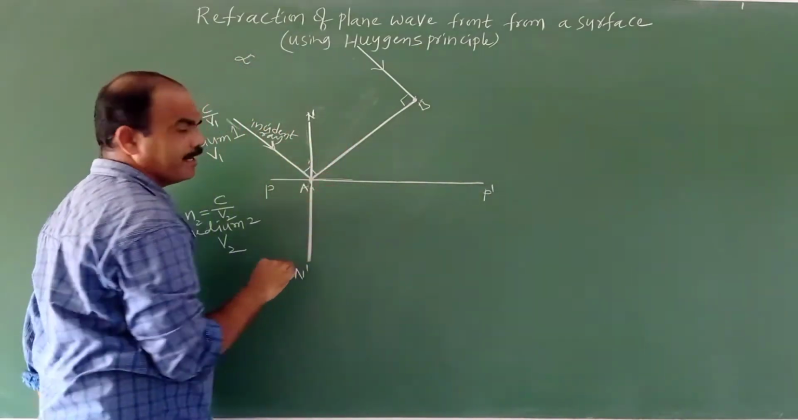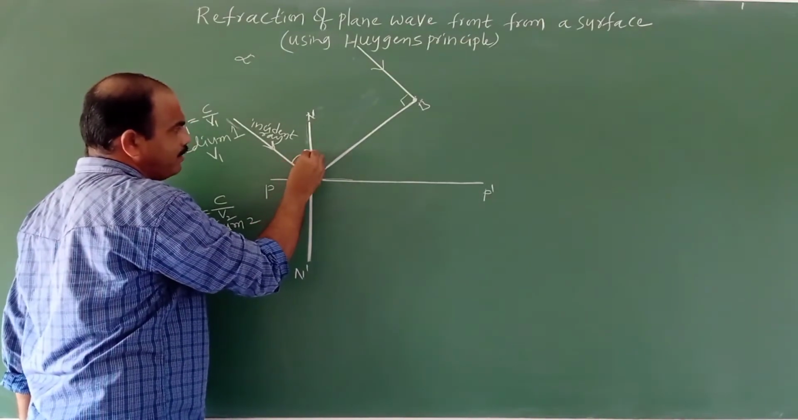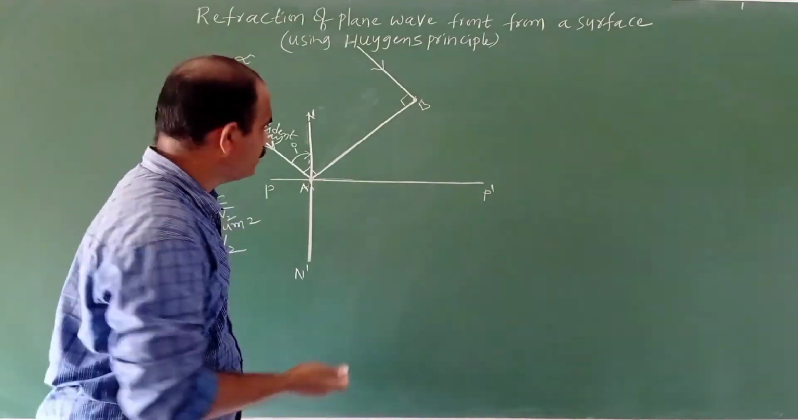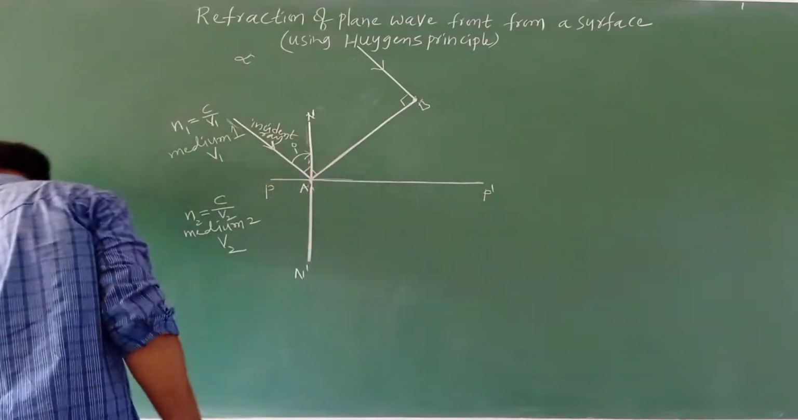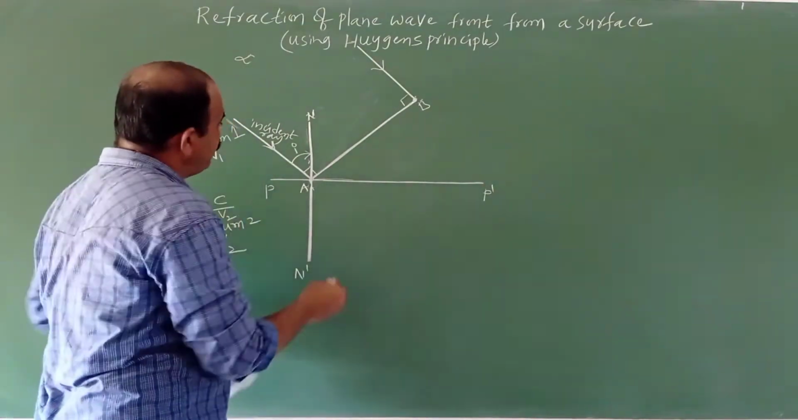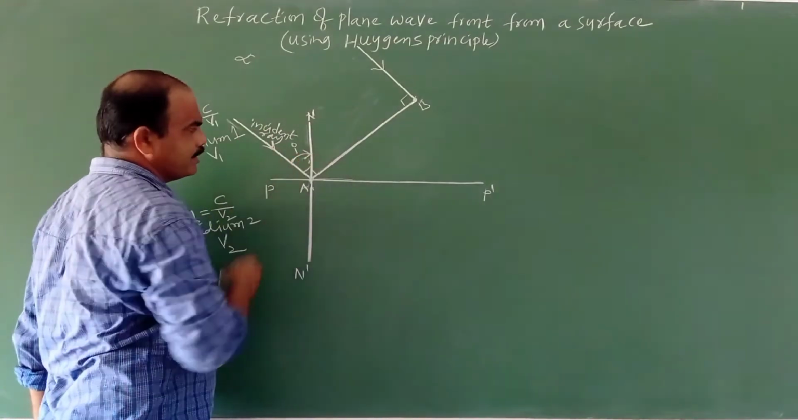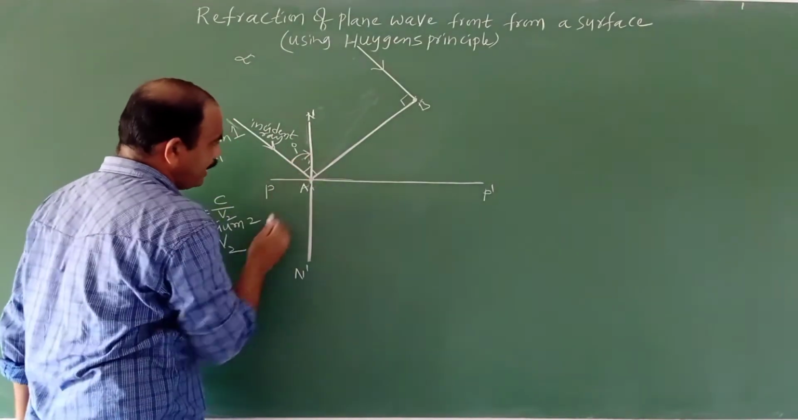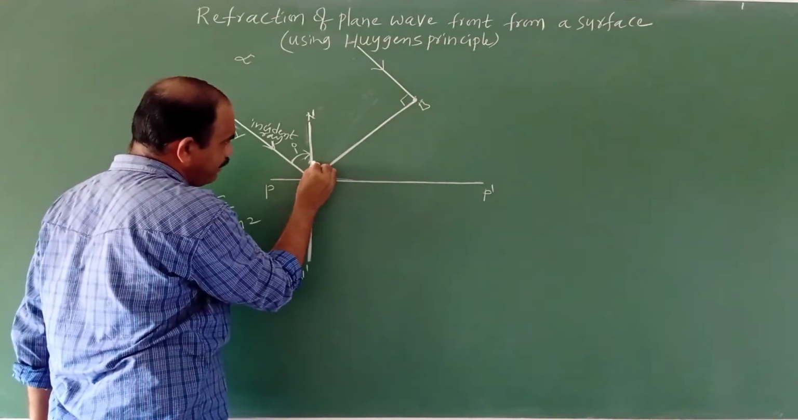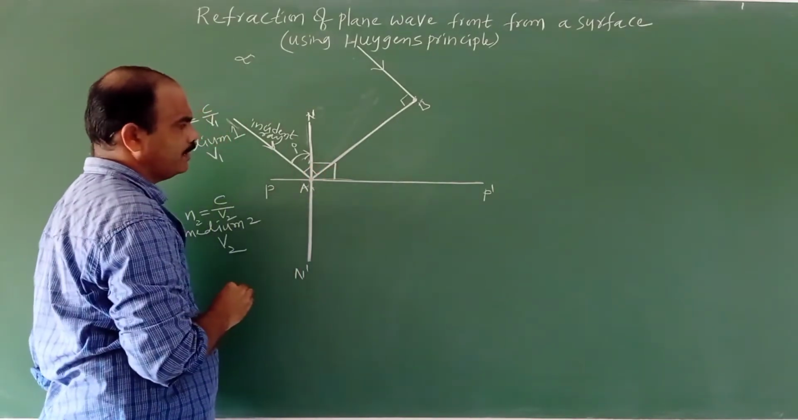Now this is the incident ray. So the angle between the normal and the incident ray will be called what? Angle of incidence. You already learned it in ray optics. So if this is the angle of incidence, and this is the normal, how much angle does the normal make with the surface? 90 degrees.